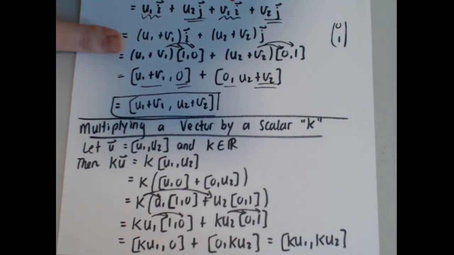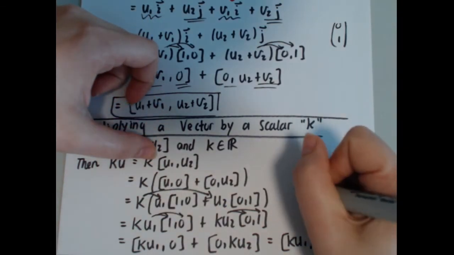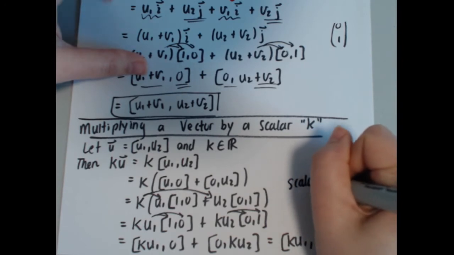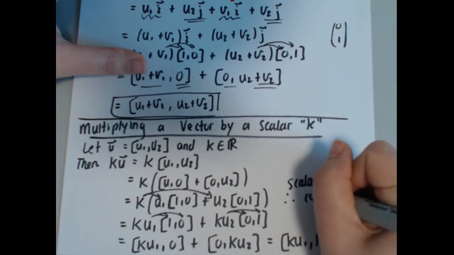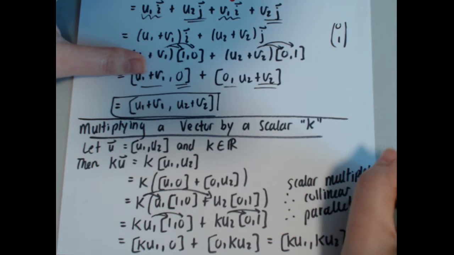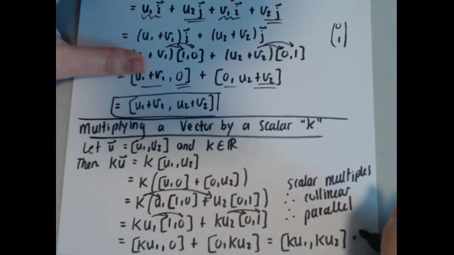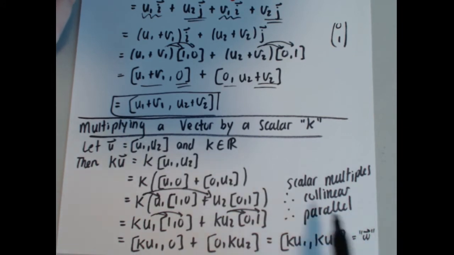Okay, so really all this is showing is that, well, any scalar multiple of a vector u is just k times u. Okay, so these two things are scalar multiples. That means they are collinear. So let me just write this down. They are scalar multiples. Therefore, they are collinear. Therefore, they are parallel. So if this new vector is called, let's say, w, then w is parallel. It's collinear, and it's a scalar multiple of u. And all three of those things mean the same thing.